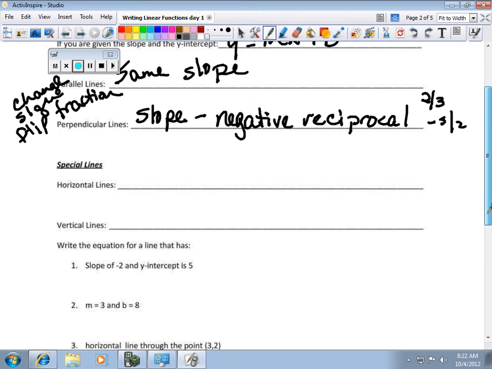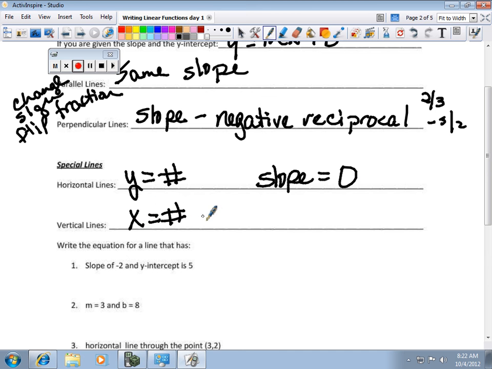We do have some special lines. Horizontal lines go across. They're going to cross the y-axis. So horizontal lines will always be y is equal to a number. They have a slope of 0. Vertical lines go up and down. They cross the x-axis, so it's always going to be x equal a number. And they have an undefined slope because a vertical line is not a function. It does not pass the vertical line test.